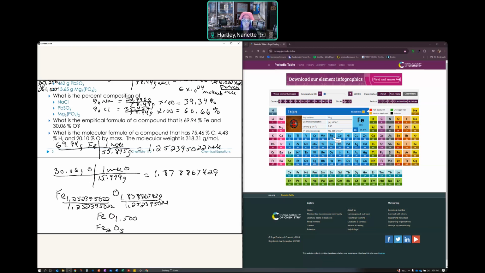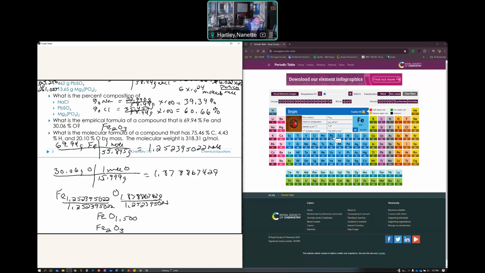And that is the smallest whole number ratio, or the empirical formula for this compound, Fe2O3. And in my head, that actually makes a lot of sense because oxygen usually has a charge of -2, and I know that Fe can have a charge of +3. I've seen that before. So that makes sense to me. Okay.